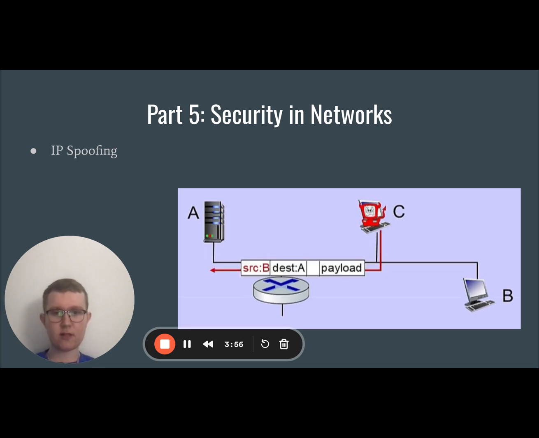The next one is called IP spoofing, and this is where attackers disguise themselves to bypass security measures. As we see here, the source is B yet again, and the destination is A. Obviously, we're connected with IP addresses, hence the name IP spoofing. Basically, the hacker is going to do a false packet injection of a false IP address. We're not going to be able to get to where we want to go.